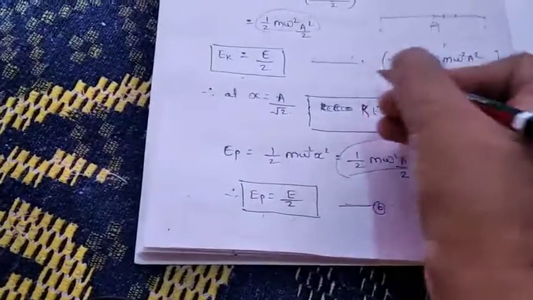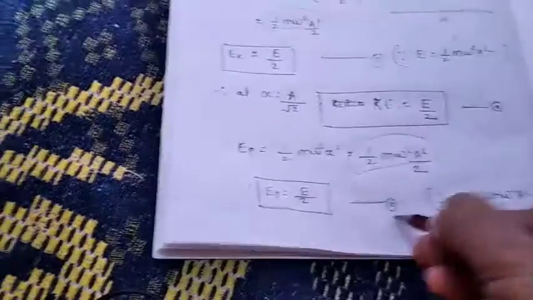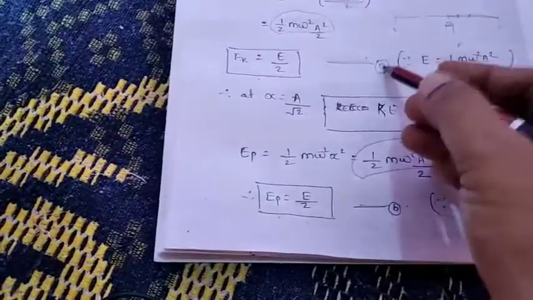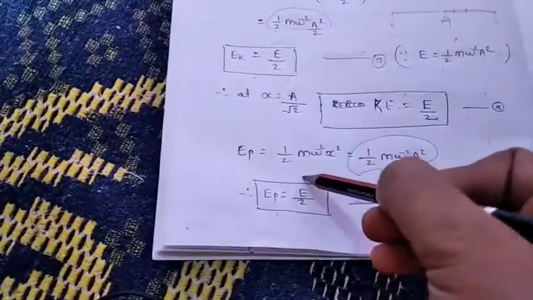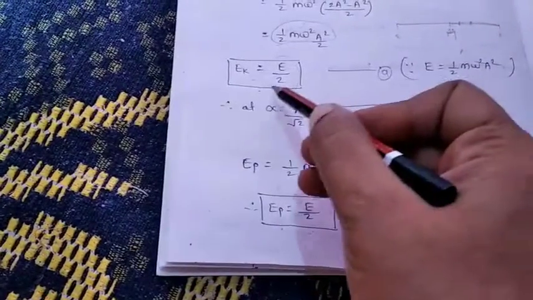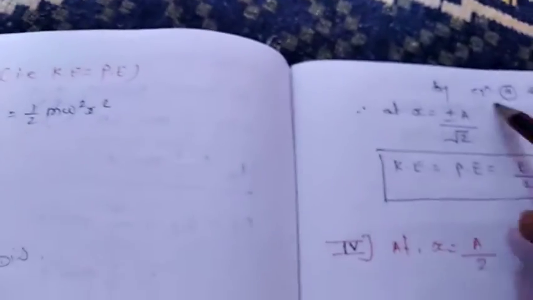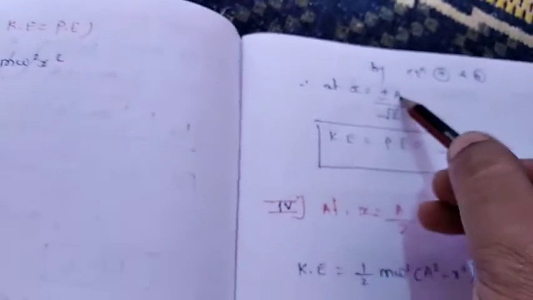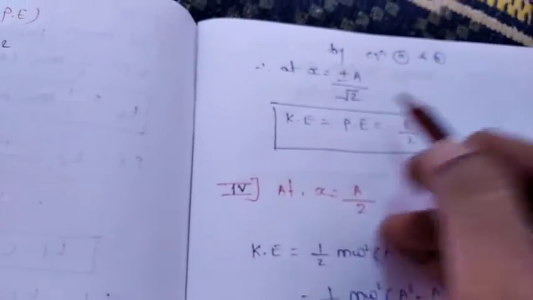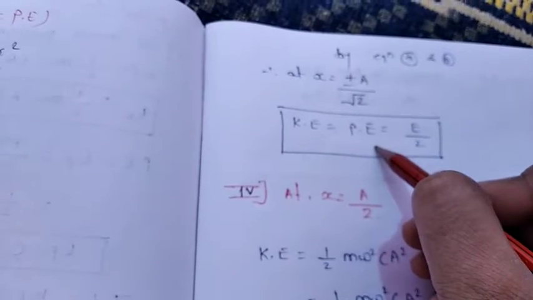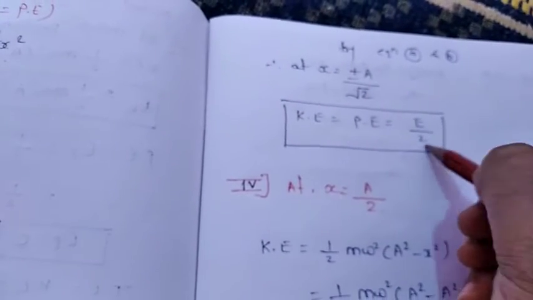So by equation A and B, this side it is equal, so we can say Ek is equal to Ep. Therefore by equation 1 and 2, at x is equal to A by under root of 2, the kinetic energy is equal to potential energy, that is, it is equal to E by 2.